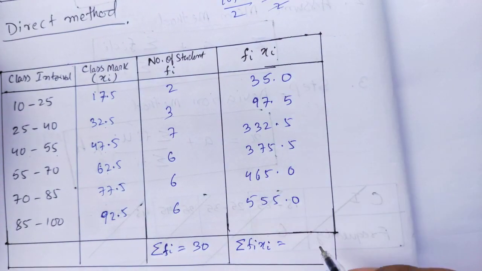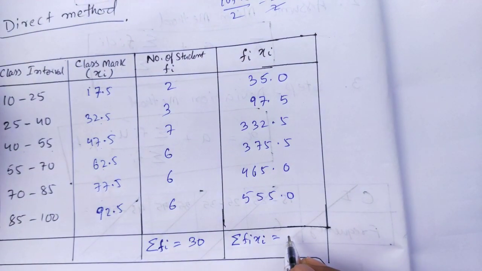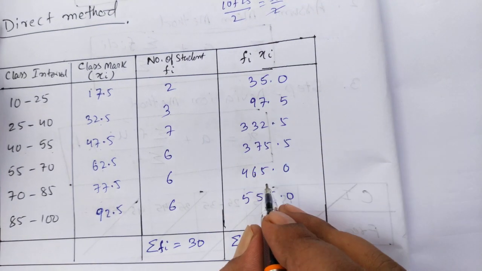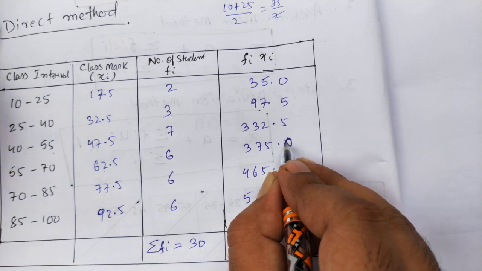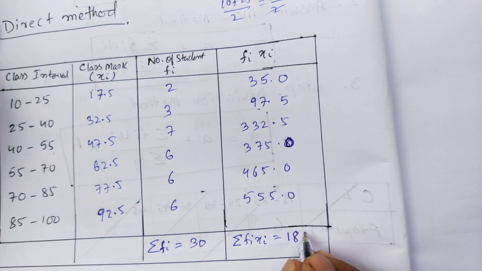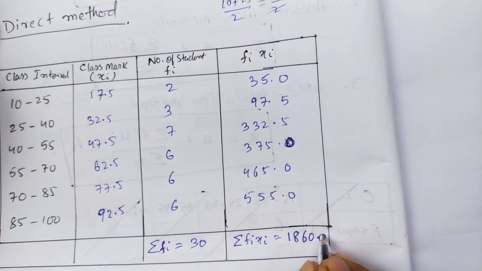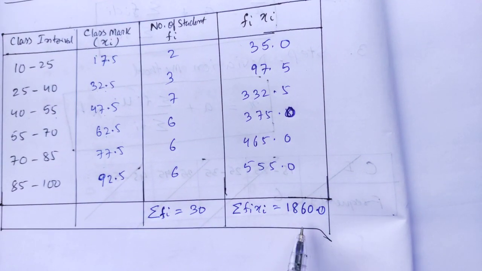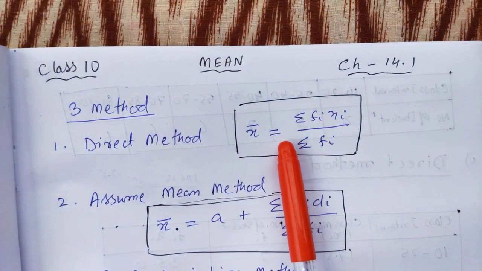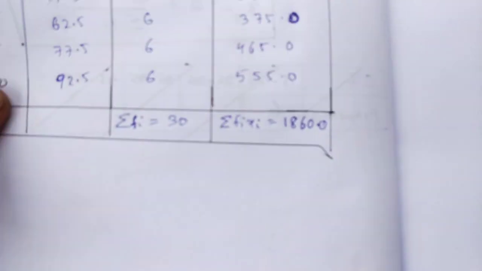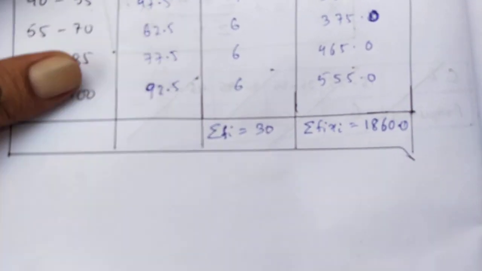Now you have to add everything. If you add everything, you'll get 1860.0. The 0.0, no need to write it. If you don't write it also, it's fine. The total is 1860. So what was the formula of the direct method? We have to divide summation fi xi by summation fi. Direct method.